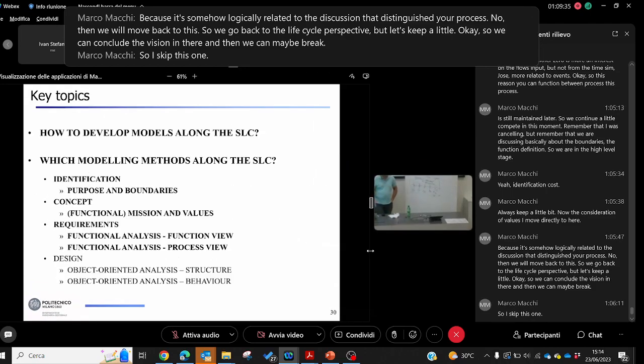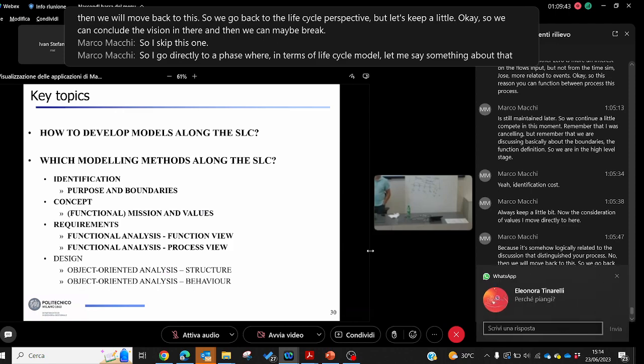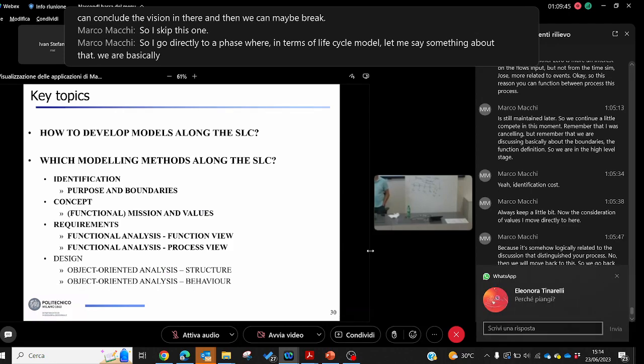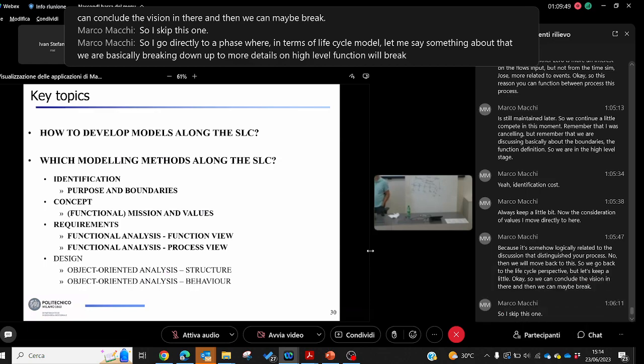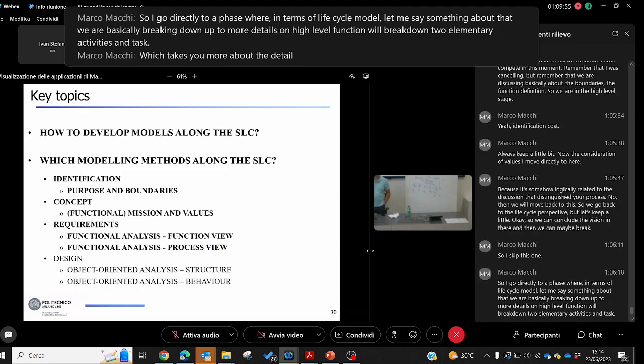So I go directly to a phase where, in terms of life cycle model, let me say something about that. We are basically breaking down to more details. From high-level functions, we break down to elementary activities and tasks, which tell you more about the details of the process or the function. So the idea of hierarchization is valid for both views.